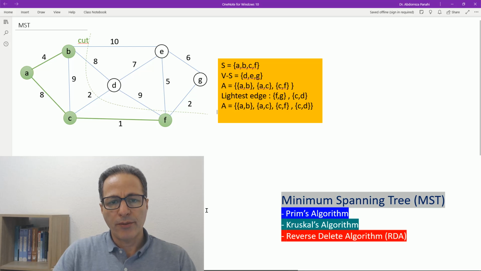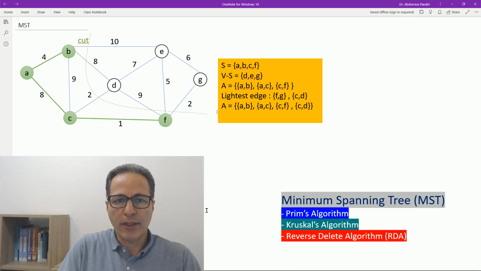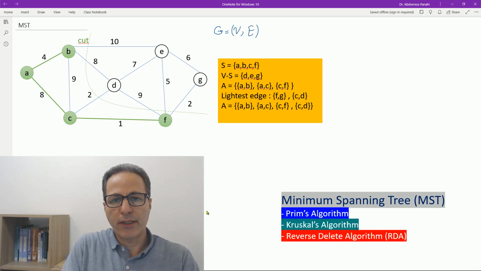Finding the minimum spanning tree in a connected graph G. We show the graph G by this notation. G is shown by a set of vertices V and a set of edges E. And a spanning tree is going to be a tree which connects all the vertices.